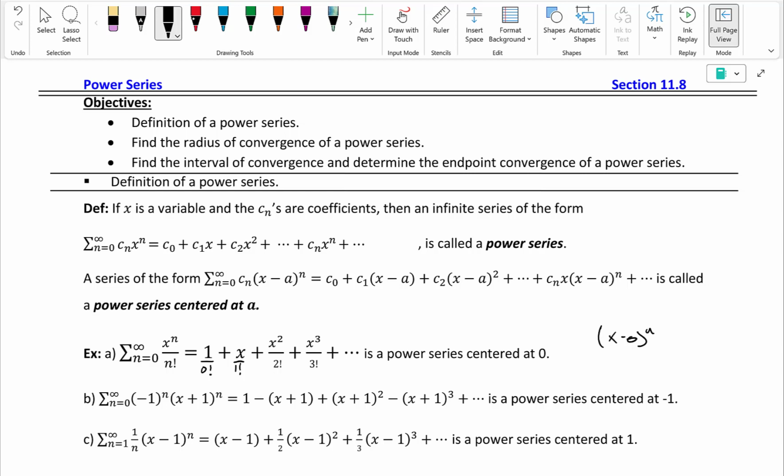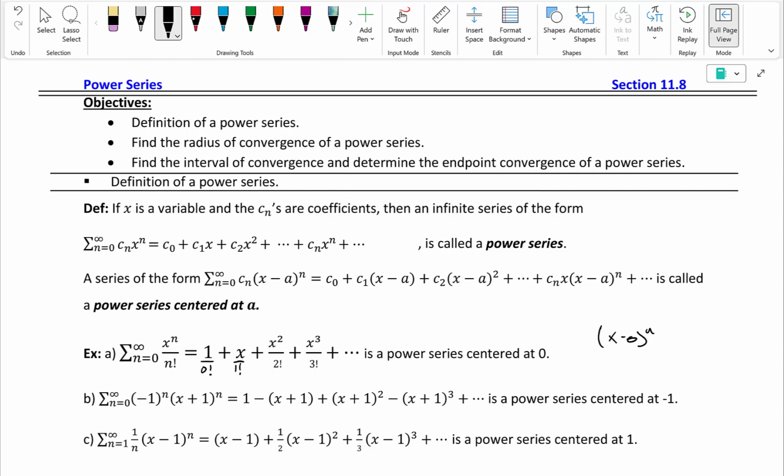And then for b, we've got the summation n equals 0 to infinity of minus 1 to the n times the quantity x plus 1 to the n, or expanded 1 minus quantity x plus 1 plus x plus 1 quantity squared minus x plus 1 quantity cubed, on and on and on, is a power series centered at negative 1. And for c, we've got summation n equals 1 to infinity of 1 over n times the quantity x minus 1 to the n equals expanded as x minus 1 plus 1/2 times the quantity x minus 1 squared plus 1/3 times quantity x minus 1 cubed. All right, is a power series centered at 1.